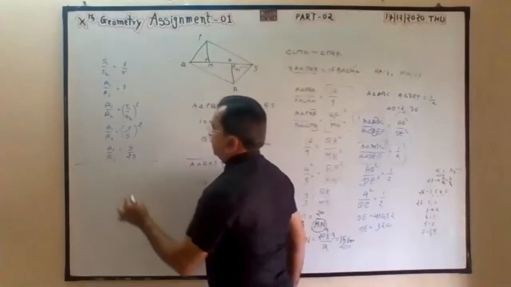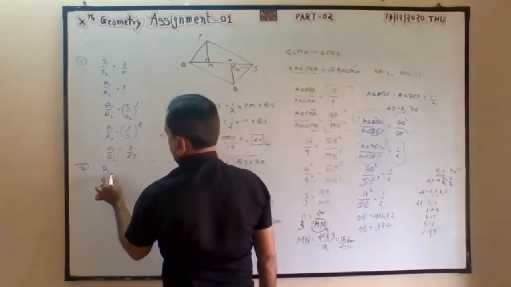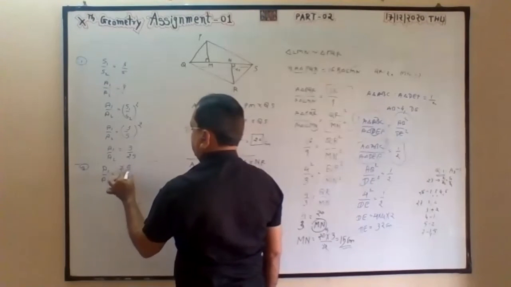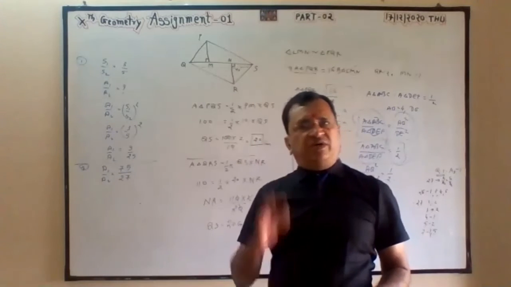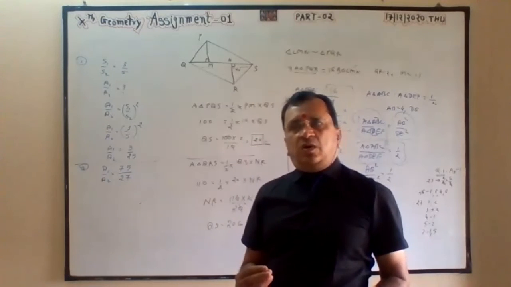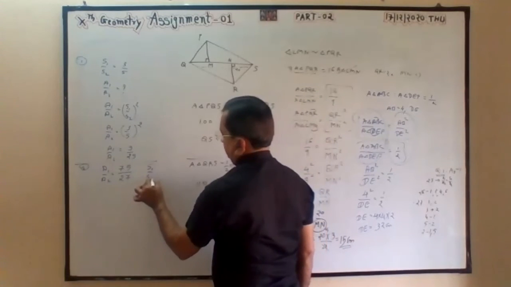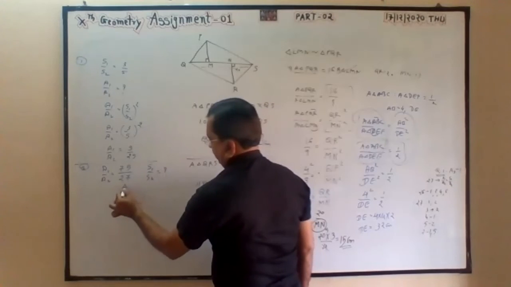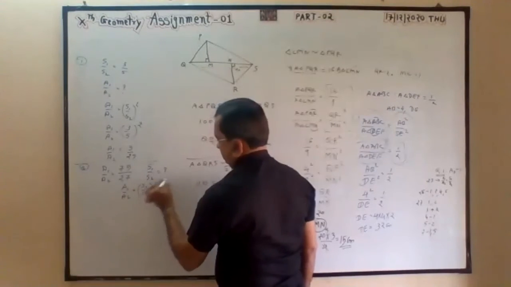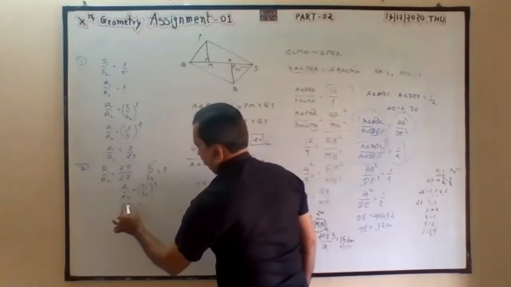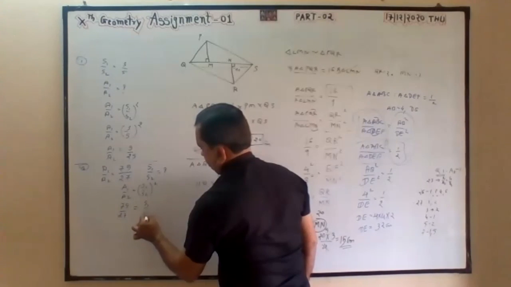Now suppose second example. This is first example. Second example. Area 1 by area 2 is 75 by 27. 75, 27. So how to find ratio of side? So we know that area 1 by area 2 is equal to side 1 by side 2 square. So this is 75, 27, side 1, side 2.